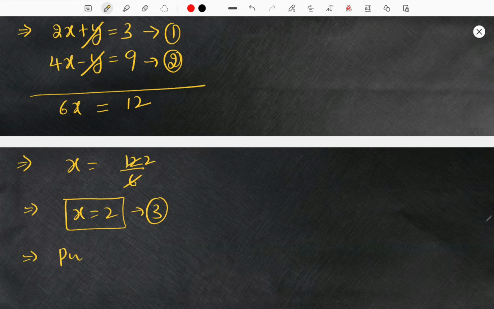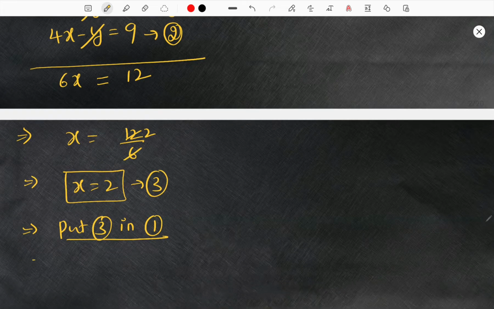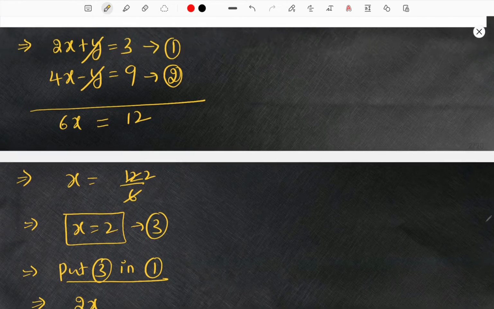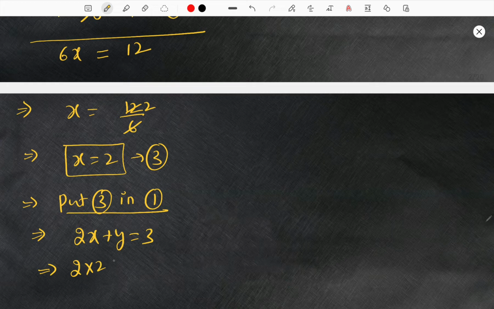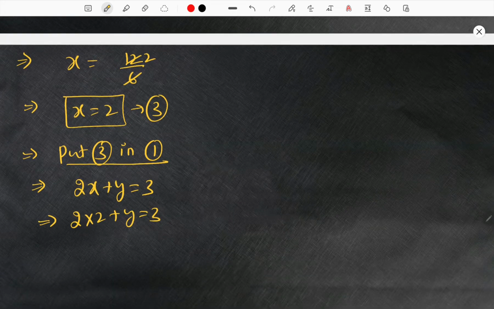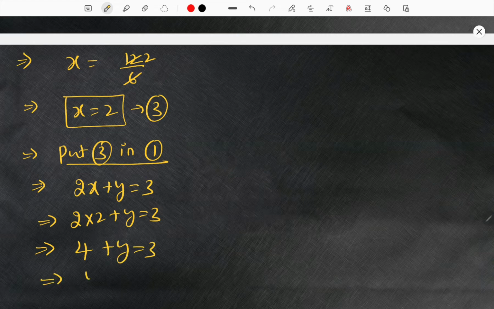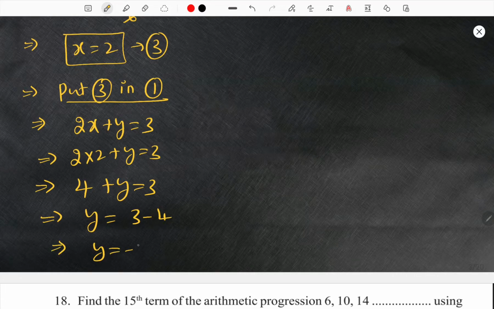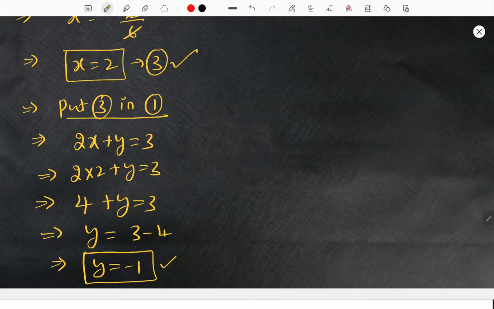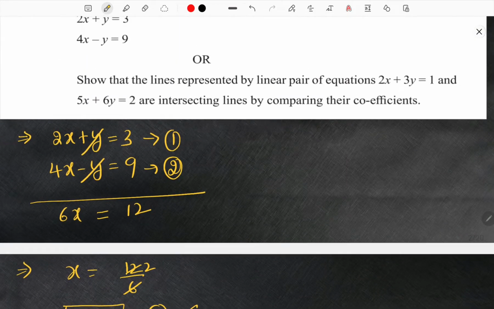Now let us put equation number 3 in equation number 1. Equation number 1 is 2x plus y is equal to 3. Then it becomes 2 into 2 plus y is equal to 3. 2 into 2 is 4, so 4 plus y is equal to 3. Then y is equal to 3 minus 4, and 3 minus 4 is minus 1. So the value of y is minus 1. I got x value and y value. For this you are going to get 2 marks.